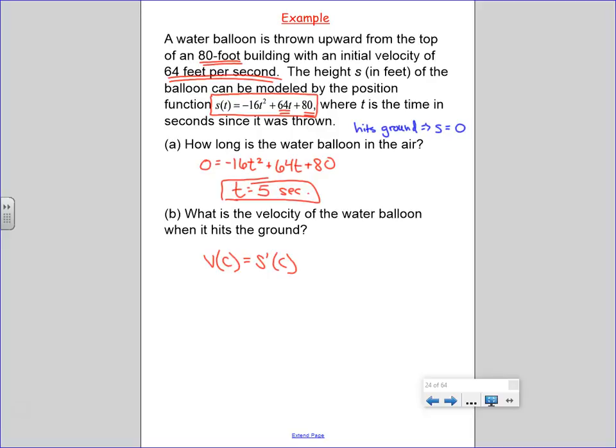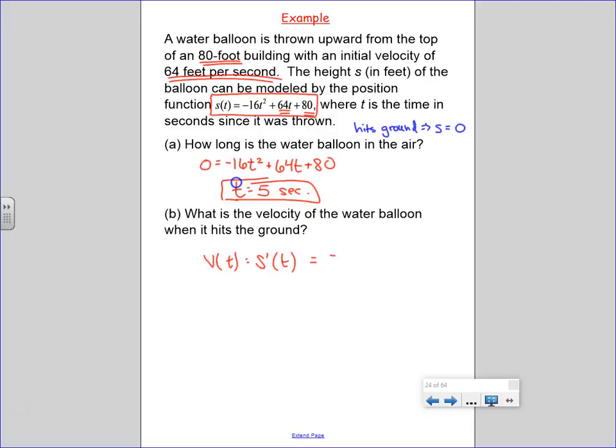It's not saying average. So what am I doing? Taking the derivative. And I'm just saying V of some constant C is S prime of some constant C. Wait, what do I plug in? S of T. What is the velocity of the water balloon when it hits the ground? Well, first of all, who is S prime of T? I'm going to take away the C for a second. I just want to know who S prime is in general.